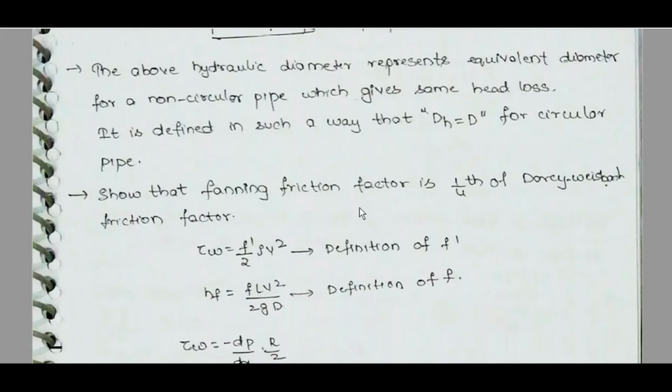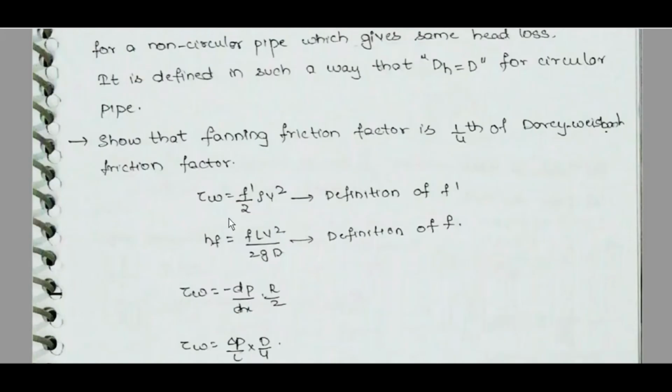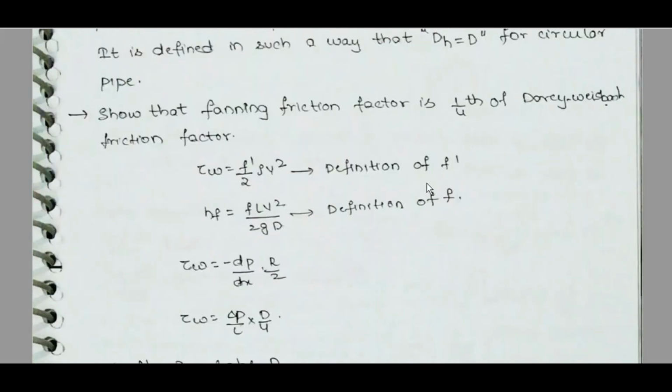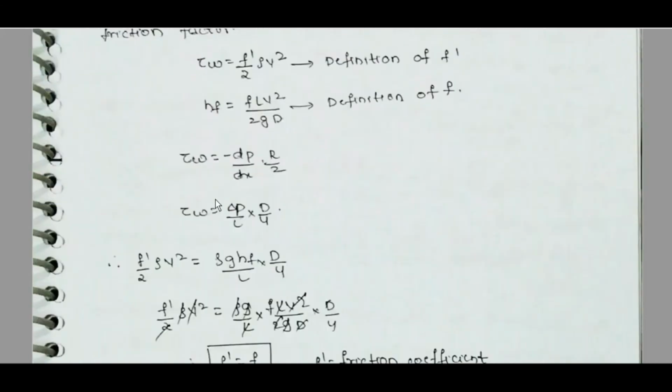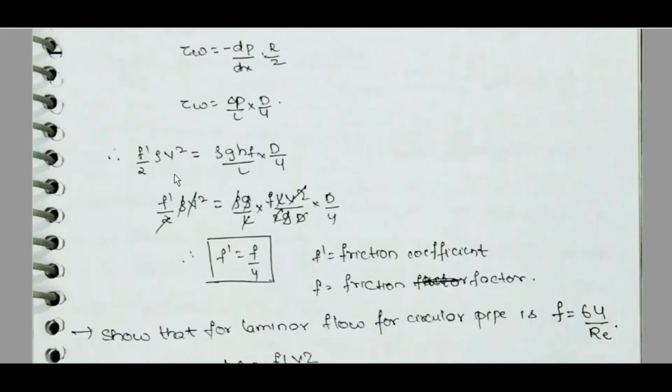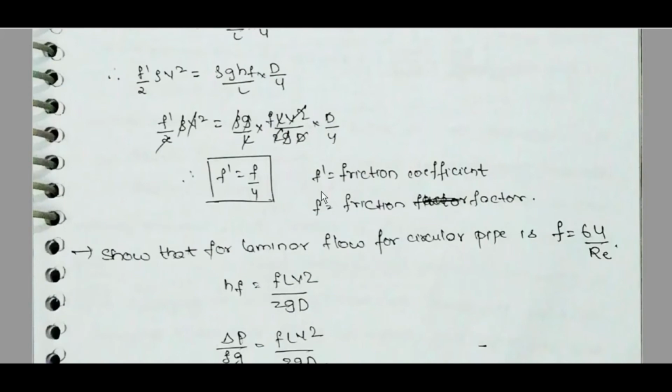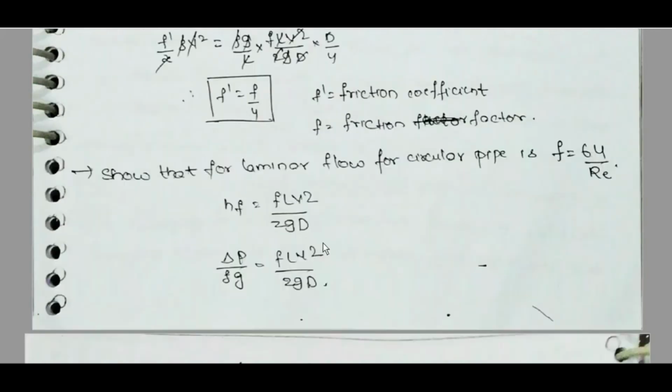Show that the fanning friction factor is one fourth of the Darcy-Weisbach friction factor. Tau W is equal to f prime by 2 rho V square, the definition of f prime. Hf is equal to fLV square by 2gD, the definition of f. Tau W is equal to minus dp by dx into capital R by 2, so tau W is equal to delta p by L into d by 4. F prime by 2 rho V square is equal to rho g hf by L into d by 4. F prime is equal to f by 4. F prime is the friction coefficient, f is the friction factor.